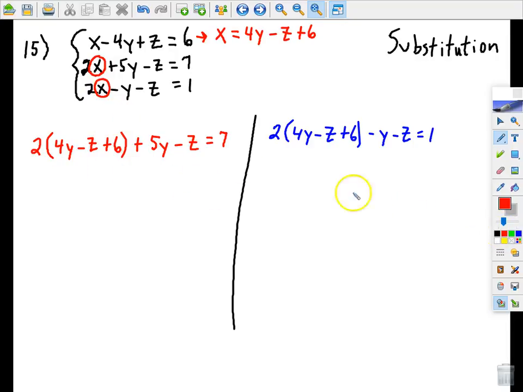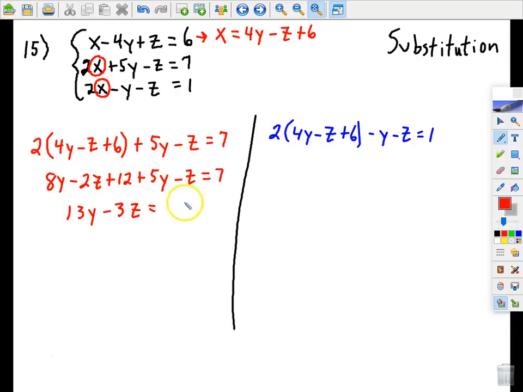All right, so let's work on the red, distributing. 8y minus 2z plus 12 plus 5y minus z is 7. Combine the y terms. 8 plus 5y is 13y. Combine the z terms. Negative 2 minus 1z is negative 3z. And then subtract 12 from both sides, and you get negative 5.